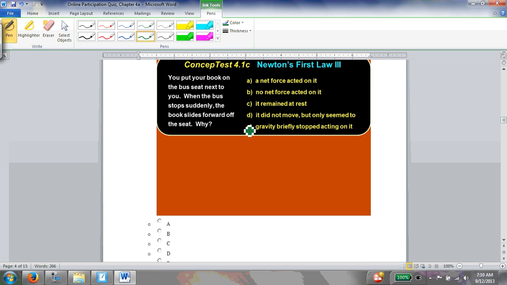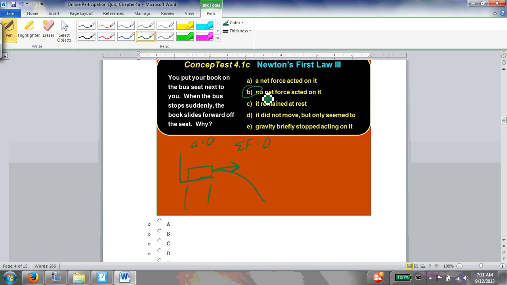You put your book on the bus seat next to you. When the bus stops suddenly, the book slides forward off the seat. Why? Well, imagine this is your seat on the bus, and then you have a book lying on the seat. As it's moving along at constant velocity, if a is equal to 0, there is no net force. So the sum of the forces equals 0. Now, when the bus stops, this book is going to continue moving in a forward motion until a force acts upon it. So if no force acts upon it, it's just going to slide right off the seat. So it slid off the seat because no net force acted on it.